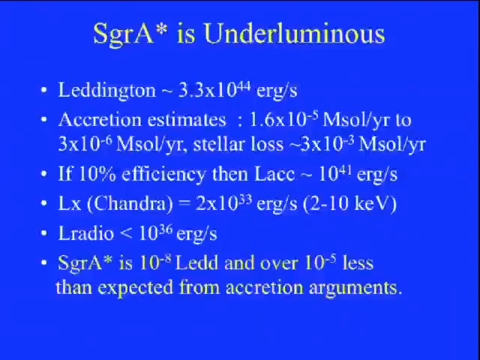Now, when we talk about modeling of Sagittarius A star, we have to be careful because it's not your average black hole. Sagittarius A star is sipping from a teacup. It's very underluminous. The Eddington luminosity, or the maximum kind of luminosity you could get from a black hole, is about 10 to the 44 ergs per second.